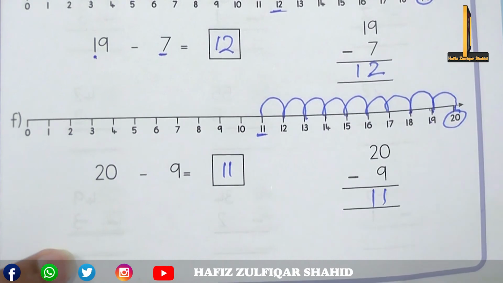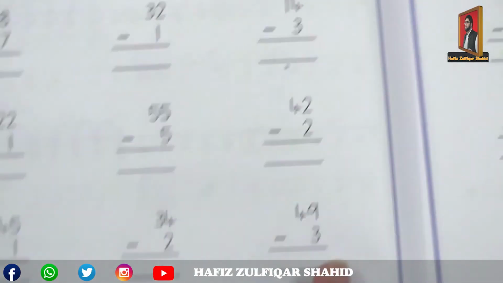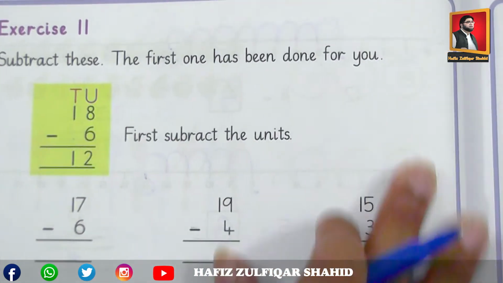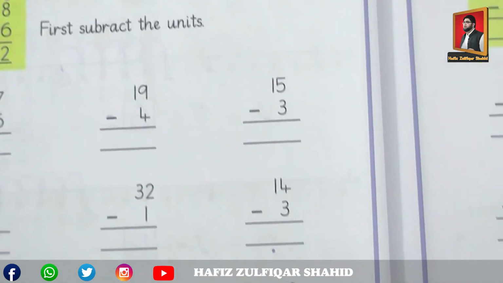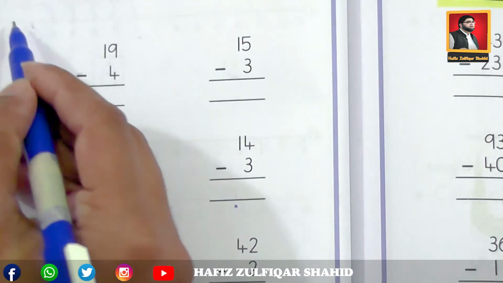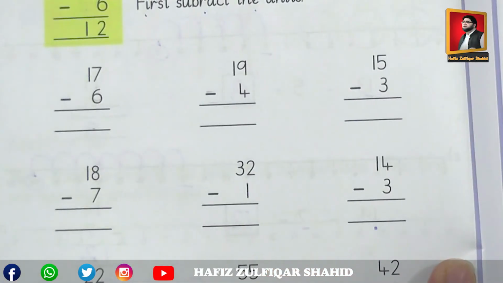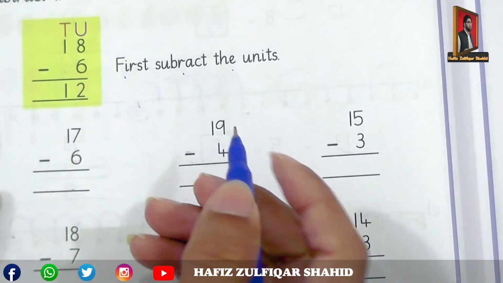Let's move to the next page, and it is page number 46. Exercise 11. Subtract the following. First, here we have a tip. First, subtract the units. Okay, students. First, subtract the units.